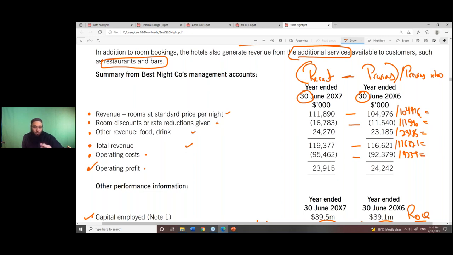Okay, don't waste your time doing calculations, just understand what I'm doing. For operating profit margin, obviously operating profit divided by the sales of 111890 will give you the answer. For the second one, operating profit divided by 104976 will give you the answer. Wow, did I save my time? Say yes or no. I did, man, I did. Okay, that's so great, easy, simple, to the point.